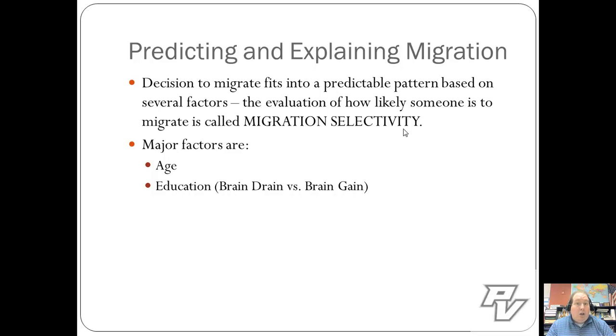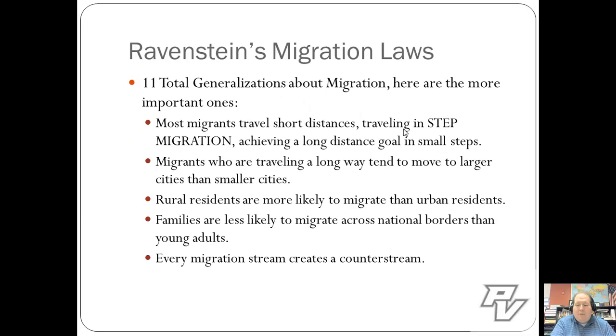Brain gain, all the smart people are coming back. Good stuff, right? Okay, Ravenstein's migration laws. There are 11 total generalizations. We can't call them laws because we can prove them somewhat wrong. But here are the important ones that you should understand.